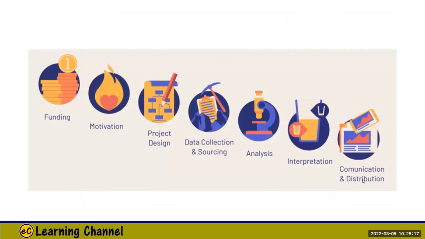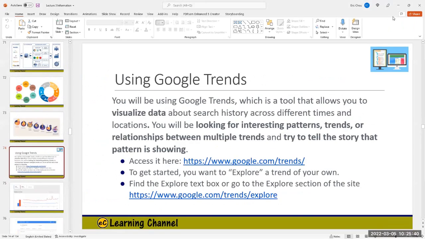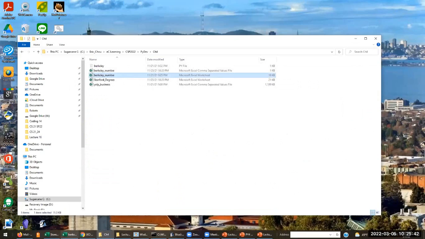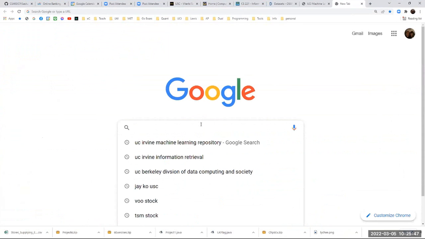Before your data project, you need to find motivation and design the project. This is another way to look at creating the data product. And you can search for Google Trends. Google Trends tells you how many people search on a certain topic. So let's go to Google Trends.